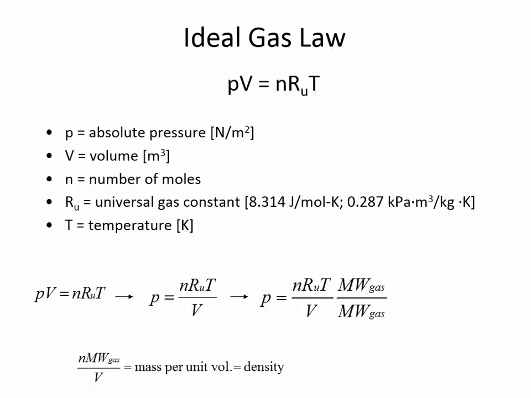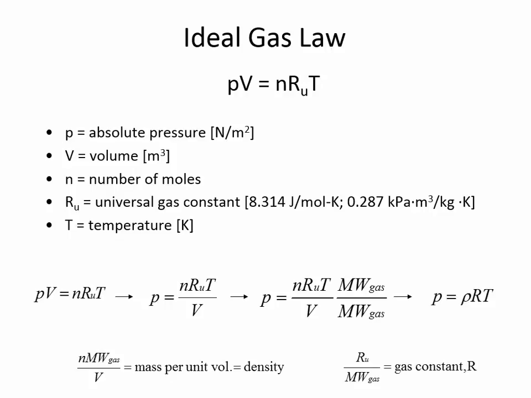Well, what if we multiply by the molecular weight of the gas? We can do this if we have it in the numerator and the denominator. It's just like multiplying by 1, so it doesn't change anything. What it will allow us to do is create a new variable grouping. Here, if we have the number of moles multiplied by the molecular weight of the gas divided by the volume, that is the density of a gas. That's the definition of density. So making that new grouping allows us to say this.